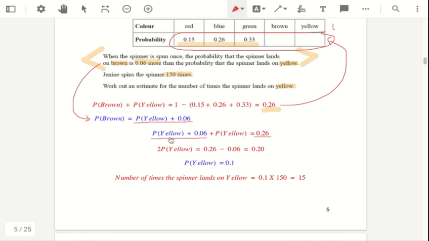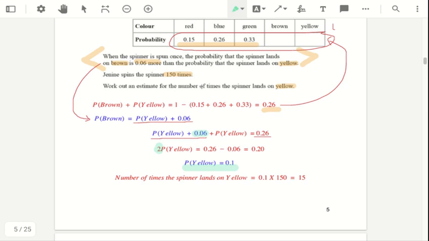Okay, and then I simplify this to find the probability of yellow. So probability of yellow plus probability of yellow give me 2 probability of yellow. Then 0.26 minus, because I bring this 0.06 over, give me 0.2, and then probability of yellow is 0.1. Okay, so the probability of yellow is 0.1.